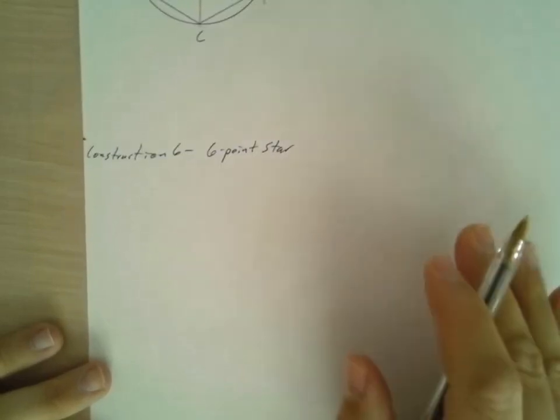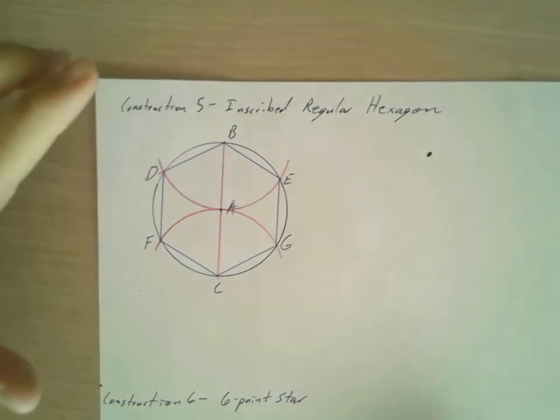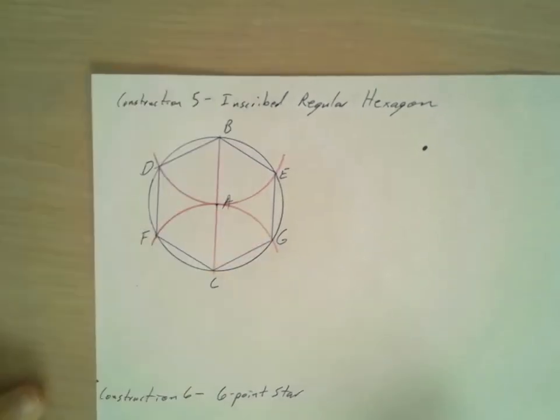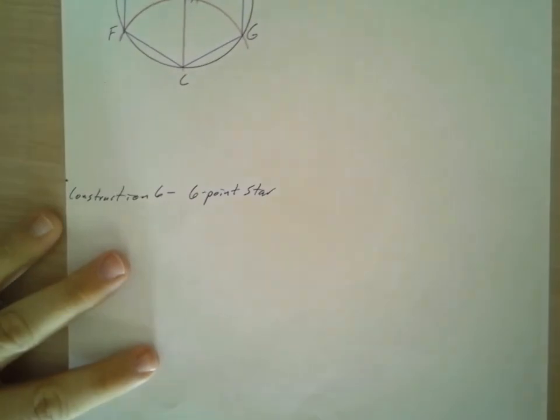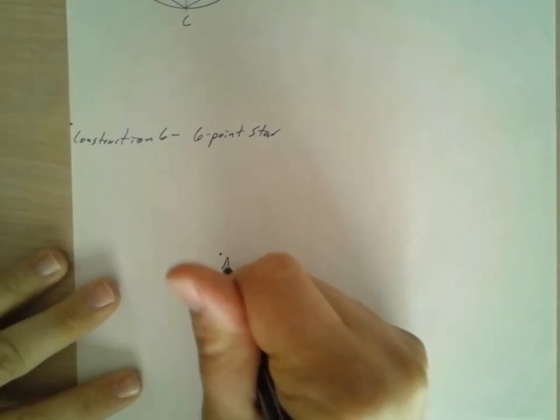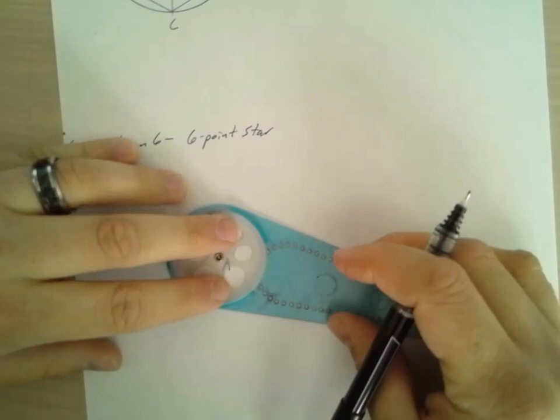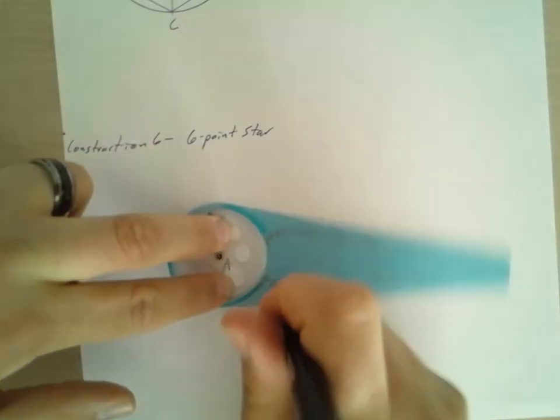Next up, we have a 6-point star. And this construction is going to actually be almost identical to the one above it. It's almost the same exact process. It's just the final step is going to be different. So we're going to start out the same. We're going to create a point A. I'm going to take my compass, set it on A, and draw a circle.